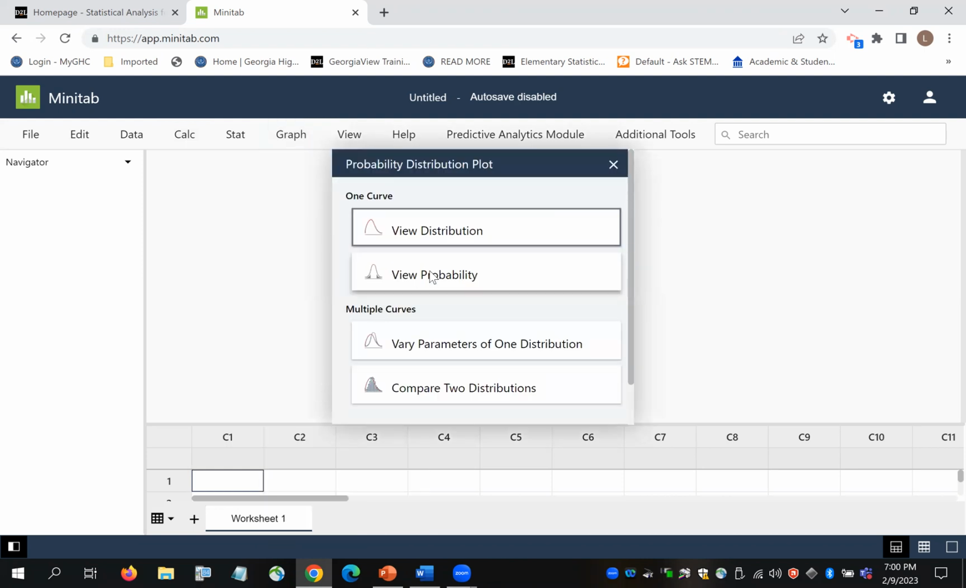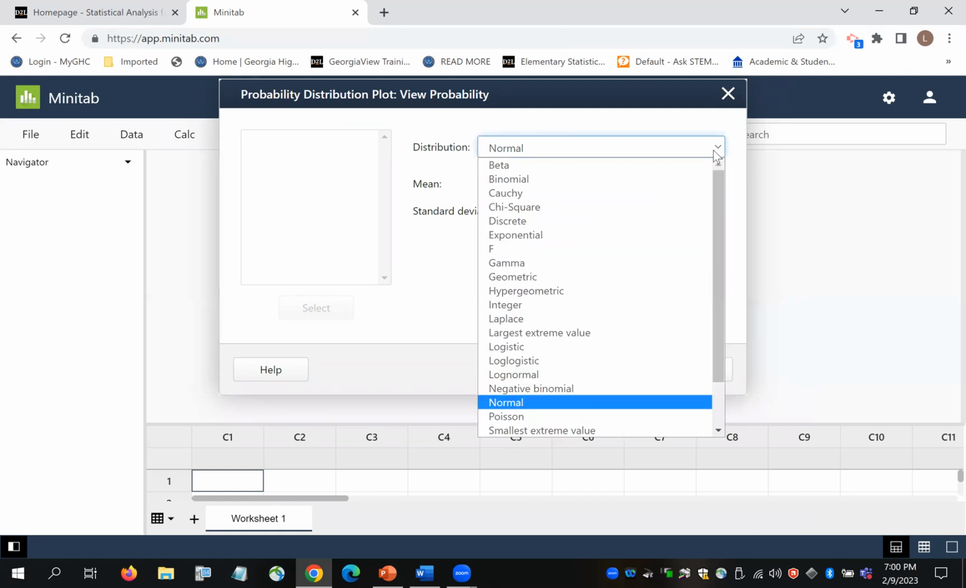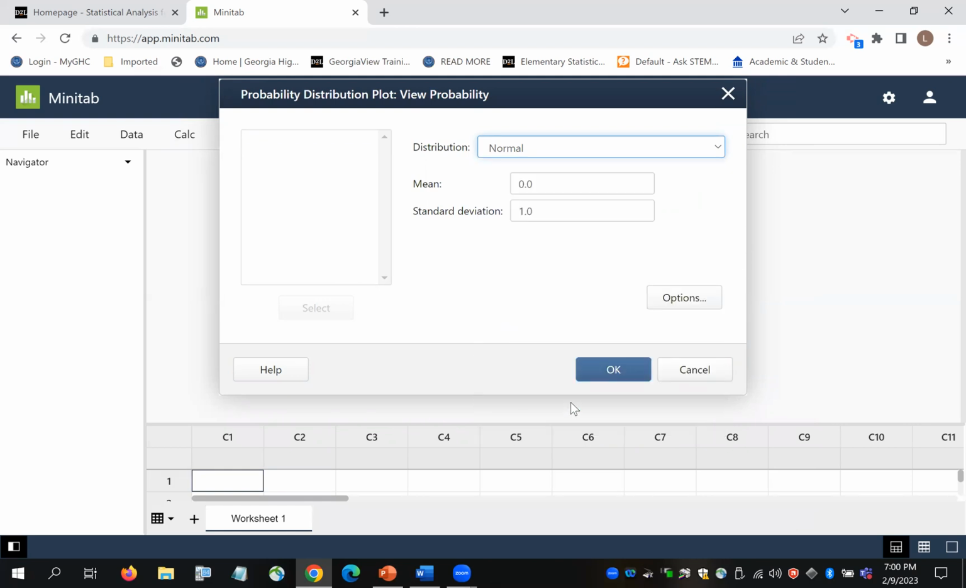We want to view the probability for one curve. Click twice. I have to choose my distribution. Again, if I look at the drop down, Minitab will do a lot of different distributions. We are doing normal, which is the default, again, because it's one of the most powerful.